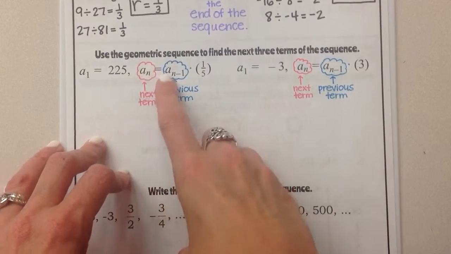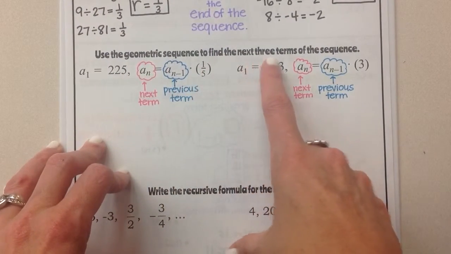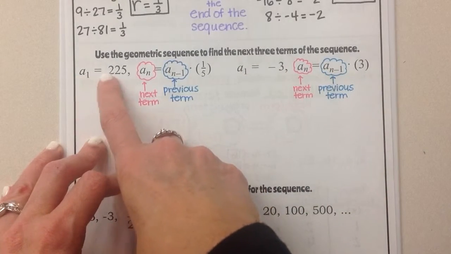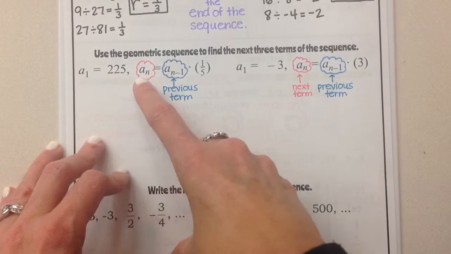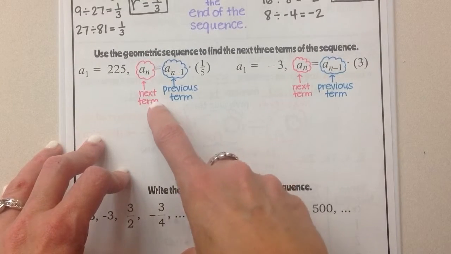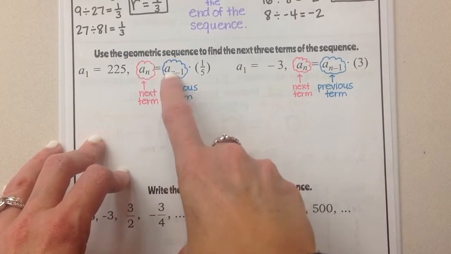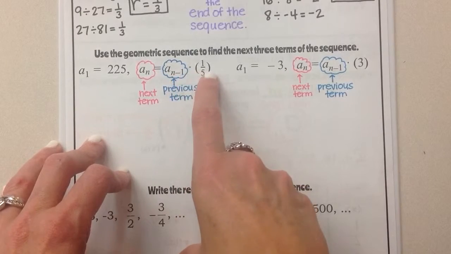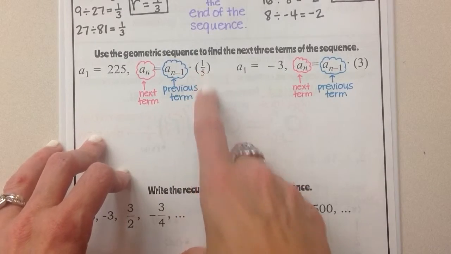Okay, so now we're going to use the geometric sequence to find the next three terms of our sequence. So now I'm going to look and see. I have a sub 1 is equal to 225. And then they also give me a sub n, which I recognize as my next term, is equal to a sub n minus 1, my previous term. And then it says we've got to multiply by 1/5.